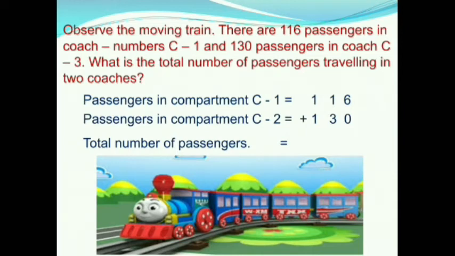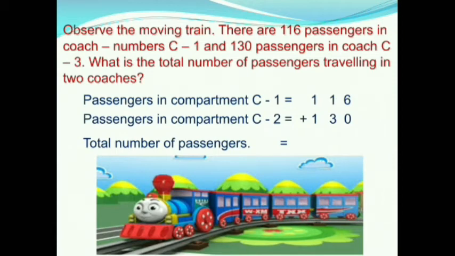Children, first we should write how many passengers are there in compartment C1. Passengers in compartment C1 is 116. How many passengers are there in compartment C2? Passengers in compartment C2 is 130. Now we should find out the total number of passengers.